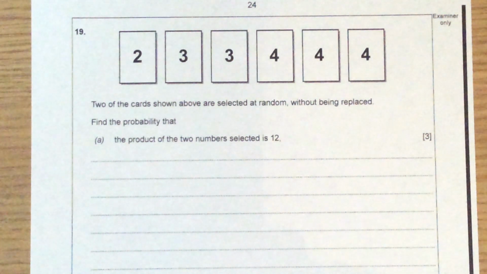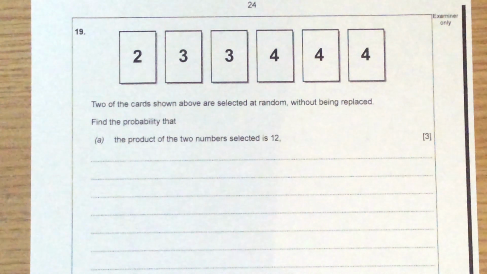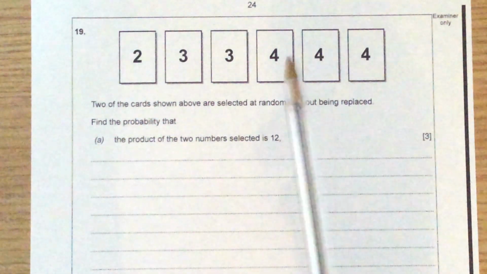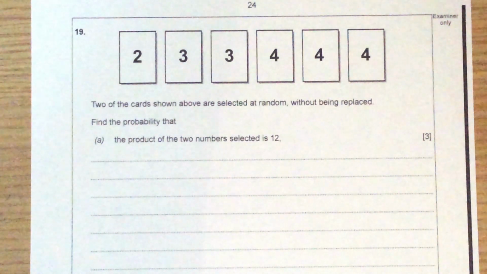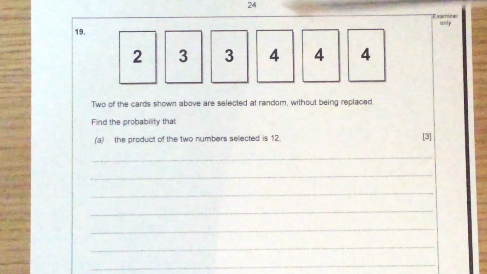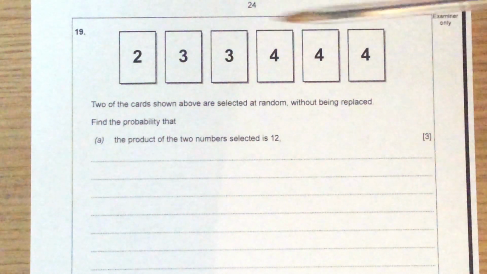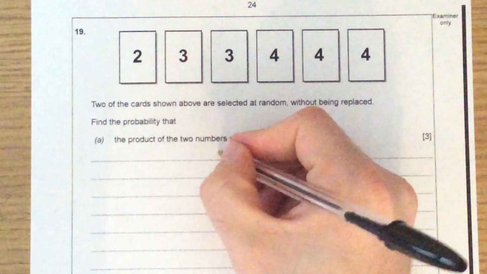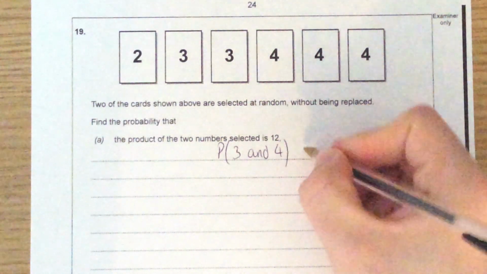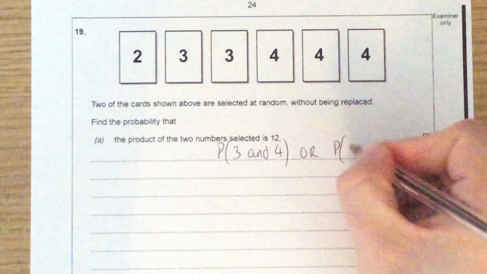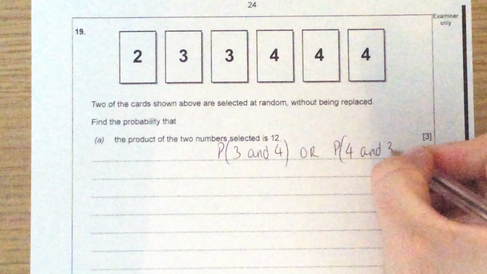Question 19, part A: find the probability the product of the two numbers selected is 12. There's a couple of ways I can do this. I could think of every pair of cards that make 12, or I could do it a little bit more generally. The only way I can get 12 out of these cards is if I have a 3 and a 4. So my only way of getting this is a 3 and then a 4. But obviously remember, I could have the 4 first and then a 3 afterwards.